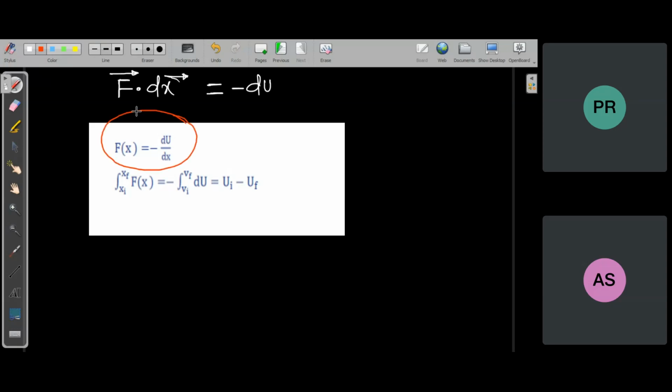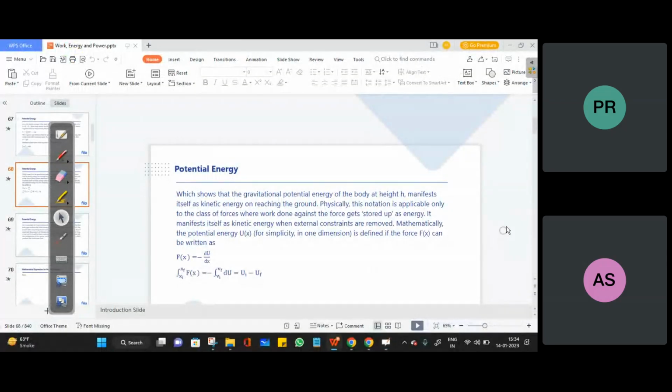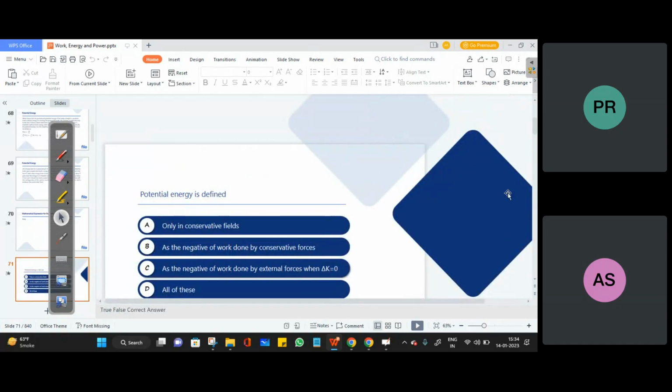Okay, so then you can integrate it, and it is actually saying the same thing. So F dot dx should come here. This is missing here. Okay, so this is how we define the change in potential energy.